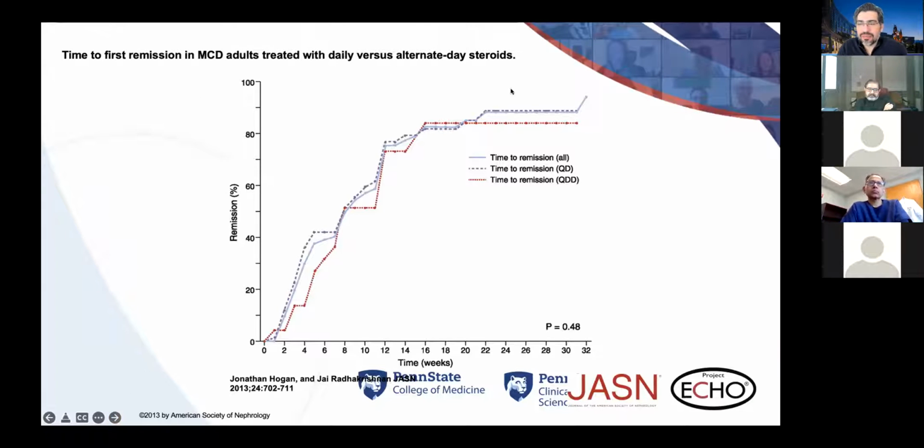So this was another, I think, so how do we treat? Some patients are treated with daily steroid use, and some patients are treated with every other day, alternate day steroid use. So who responds earlier? In the middle, the solid line is all remission times, whereas the purple one is daily and the red one is alternate day. You can see that the purple one is winning the streak by a little bit. So maybe there is a slightly earlier response with the daily dosage schedule.